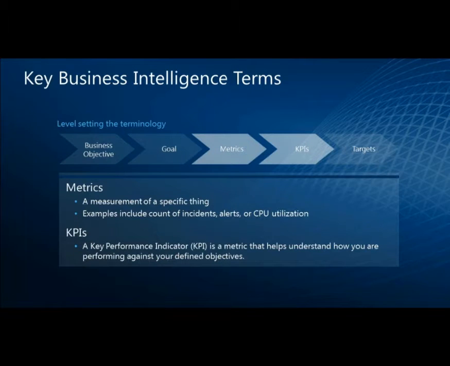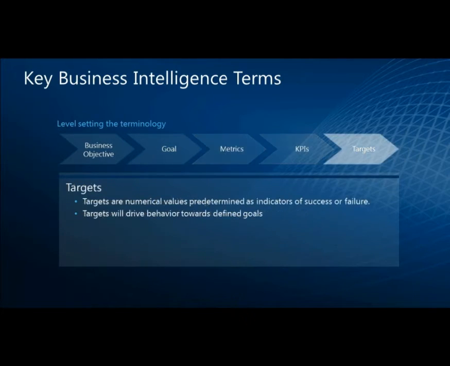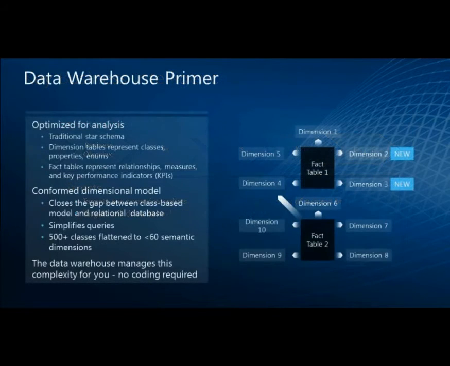We then have metrics and KPIs. Metrics allow us to capture a measurement of a specific thing. An example: count of incidents, count of alerts, CPU utilization. We have key performance indicators, or KPIs. This is a metric that helps us understand how we're performing against our defined objective. And then our targets. Targets are numerical values that are predetermined as an indicator of success or failure. So what are we trying to achieve is our target. That'll help us drive our behavior towards that particular goal. So, some business intelligence terms.